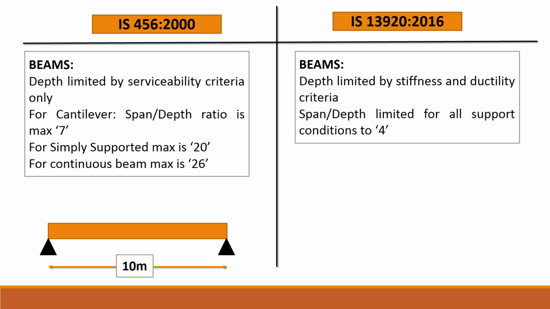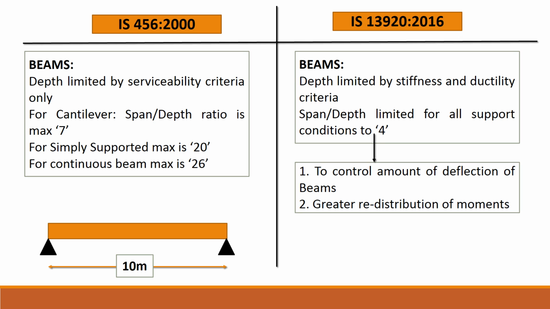Now this is to control the amount of deflections, and next it's also to redistribute the moments. Now lesser the span to depth ratio, that would mean that more loads are distributed to the supports, and because it becomes like a continuous beam structure, the distribution and the redistribution of moments occurs to the supports.